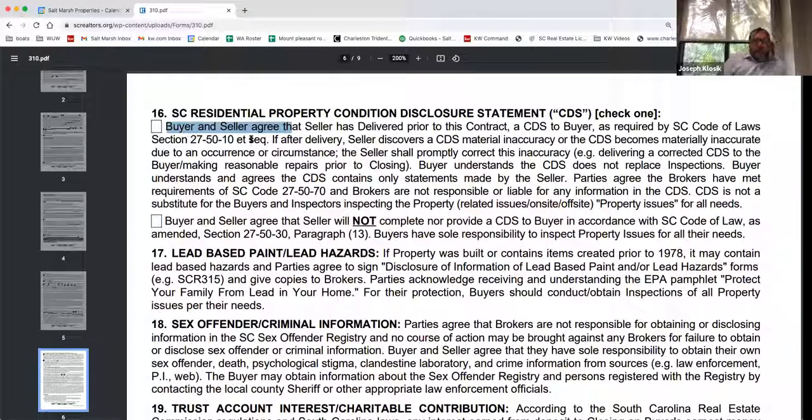So just understand that this is what is going to happen here. It basically says they have filled it out and they're okay with it. All right. So if they check that off, make sure that they have actually read the property condition disclosure.